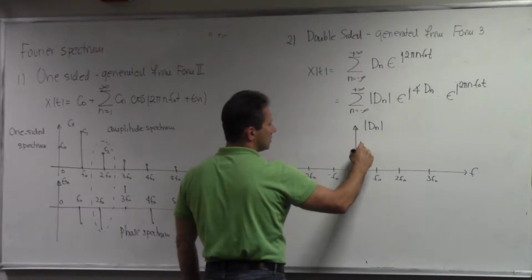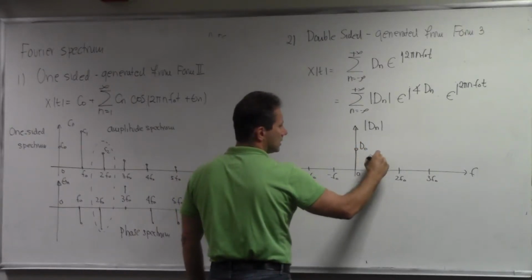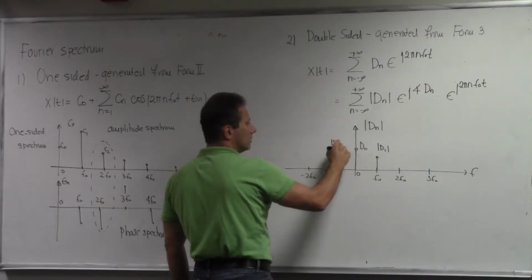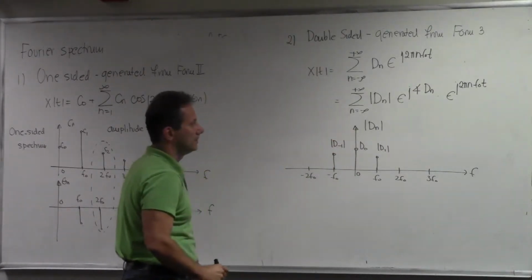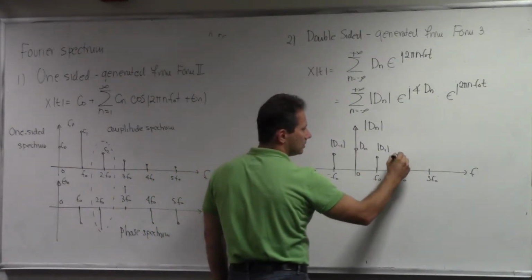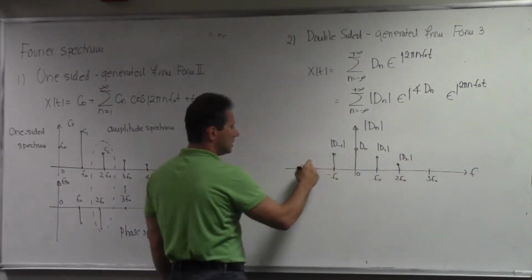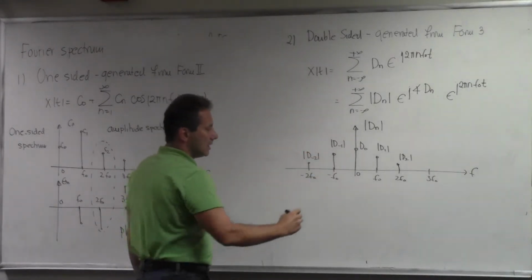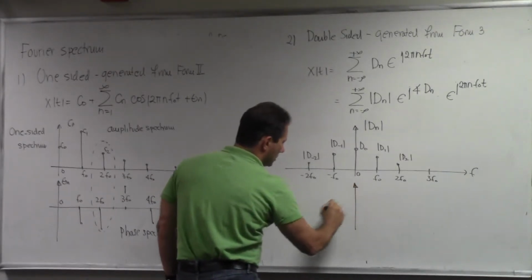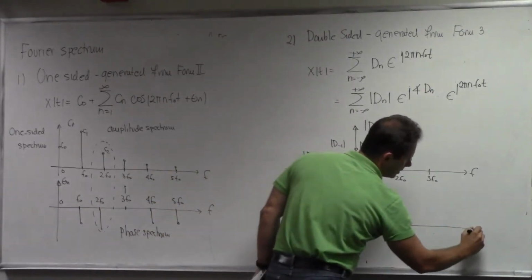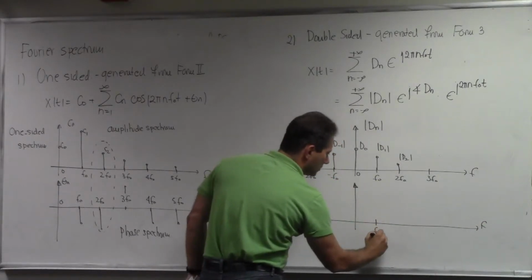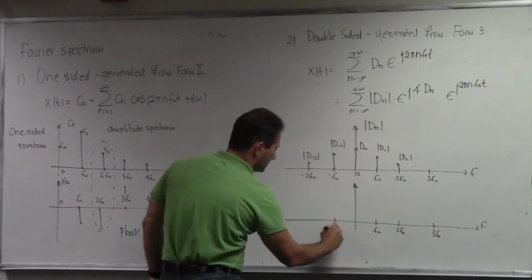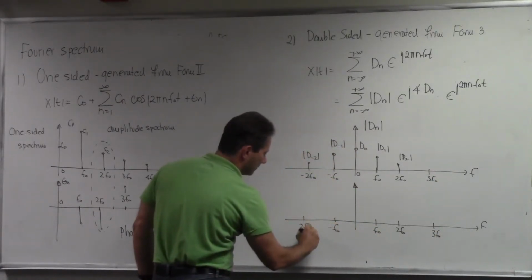And here, we're going to draw the magnitude of dn. So this is d0. This one is, let's say, magnitude of d1. But this is the magnitude of d minus 1. This becomes magnitude d2. This becomes magnitude of d minus 2, and so on. Analogously, we draw another axis here. This is f0, 2f0, 3f0, minus f0, minus 2f0.